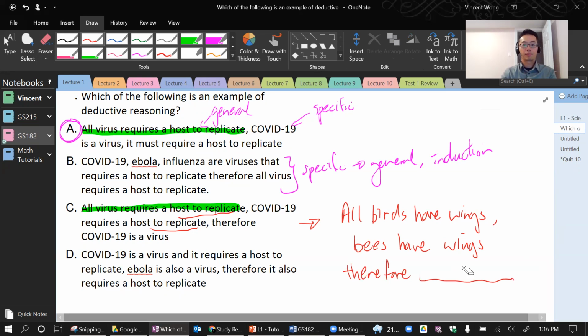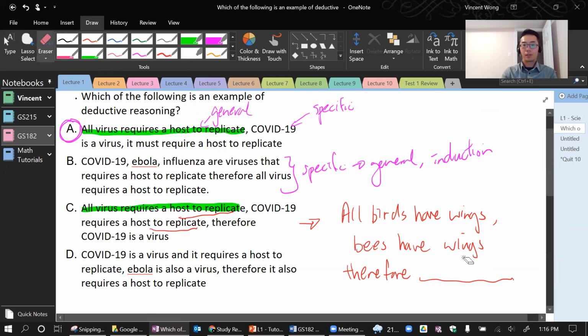What am I going to say next? Finish the sentence for me, someone. Bees are birds. Therefore, bees are birds. And we know this is not true, right? This logic is flawed, and that's exactly what the logic is here. So for that reason, this is not true. It has to be the other way around, as in A.